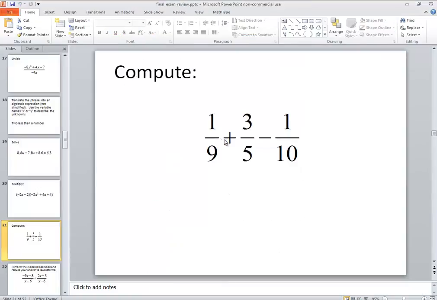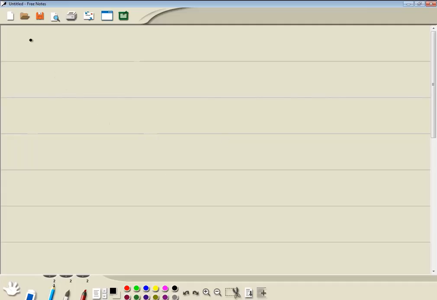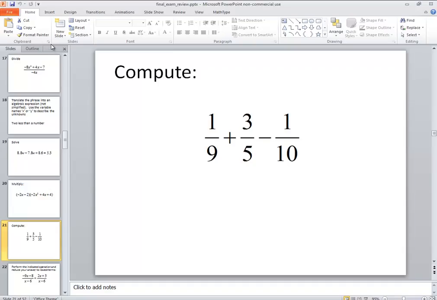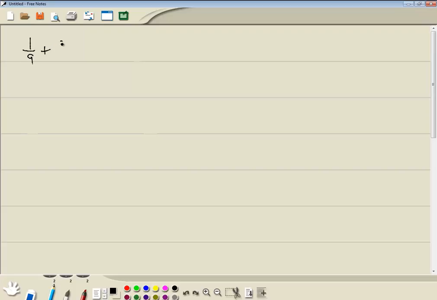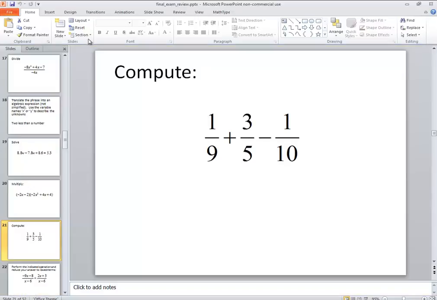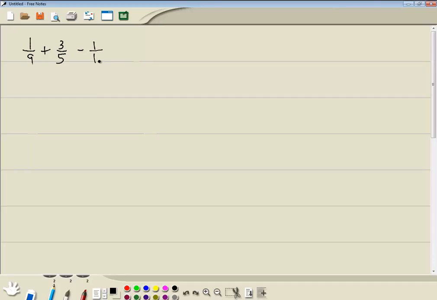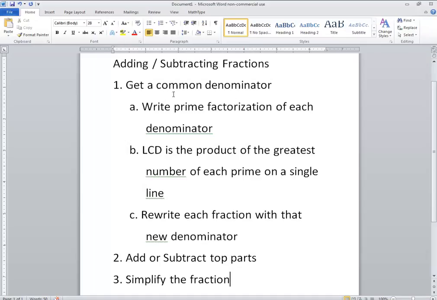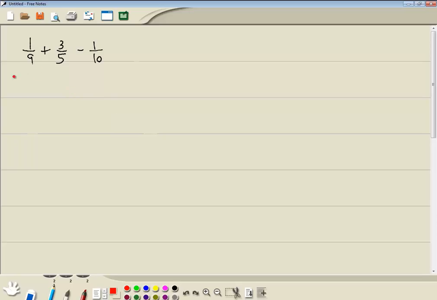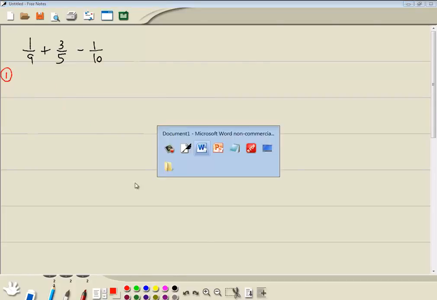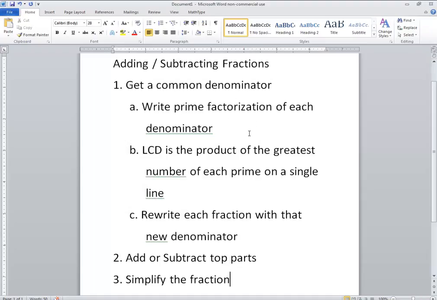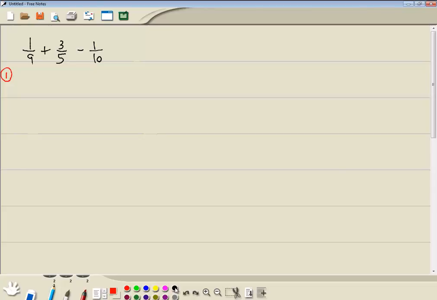Well, let's take a look at this problem. We've got 1/9 plus 3/5 minus 1/10. Okay. And first step is we want to get a common denominator. And it says write prime factorization of each denominator. So over here on the side, we're going to be finding the LCD of 9, 5, and 10.